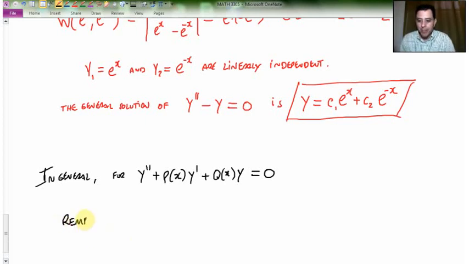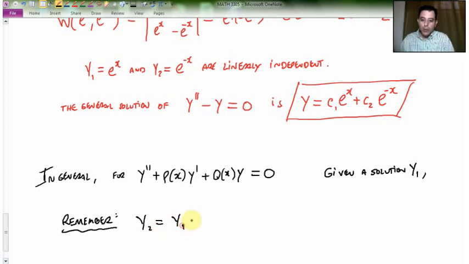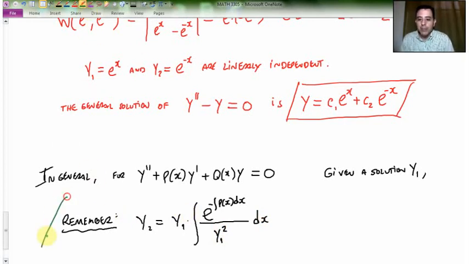Here is something you need to remember, and I'll provide this to you. Given a solution y1, we can obtain a second solution. Let me copy this here for you: it is the first solution times the integral of e to the negative integral of p(x) dx, divided by the first solution squared. Don't worry, I'll provide this formula for you.